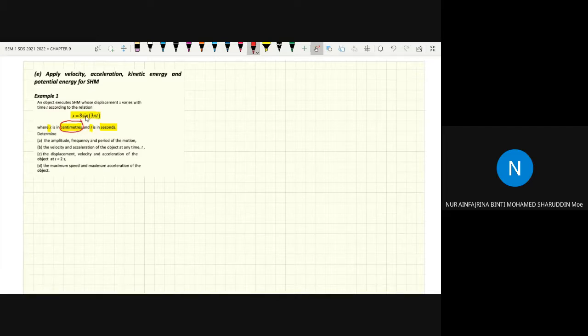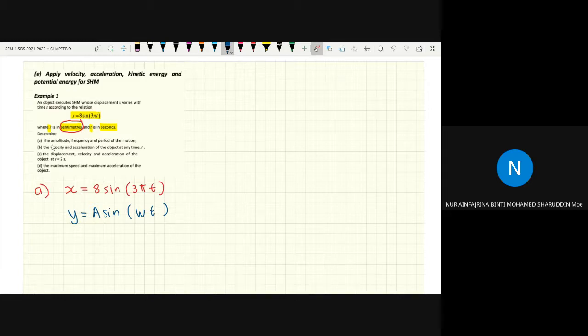Okay, first question. Determine the amplitude, frequency and period of the motion. So kita tahu kita ada equation of simple harmonic motion displacement equation x equals 8 sin 3 pi t. Dan kita boleh compare dia dengan equation of simple harmonic motion, iaitu sepatutnya y equals A sin omega t. Macam Miss cakap, displacement symbol dia boleh jadi x or y, so you don't have to worry.